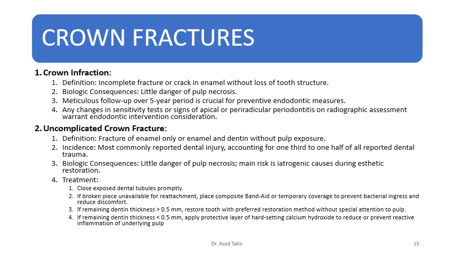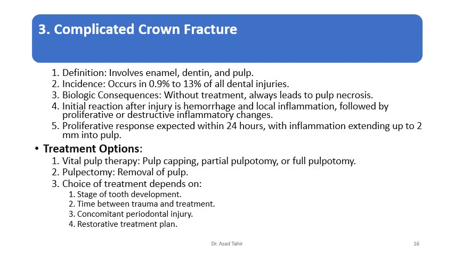If remaining dentin thickness is less than 0.5 mm, apply a protective layer of hard-setting calcium hydroxide to reduce or prevent reactive inflammation of the underlying pulp. Complicated crown fracture. Definition: involves enamel, dentin, and pulp. Incidence: occurs in 0.9% to 13% of all dental injuries. Biologic consequences: without treatment, always leads to pulp necrosis.